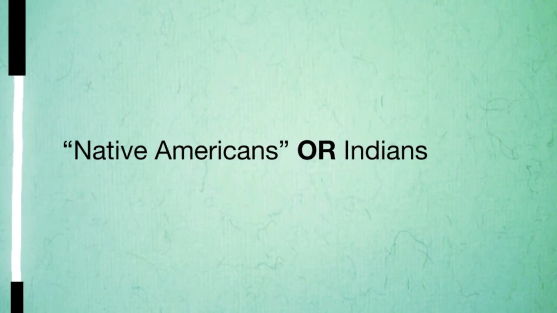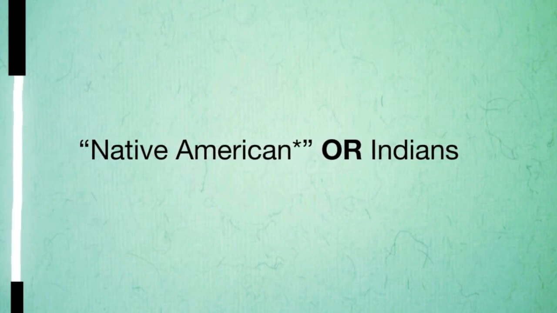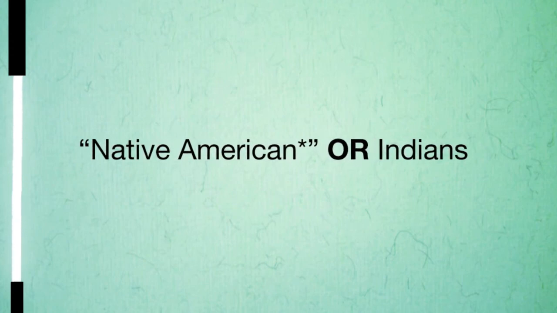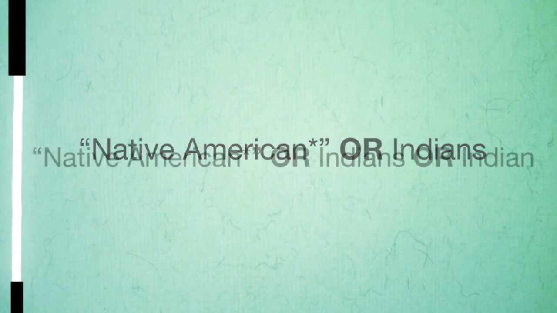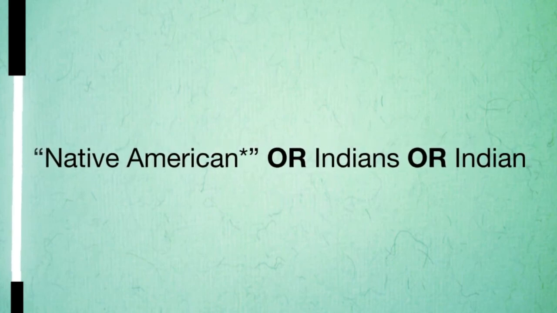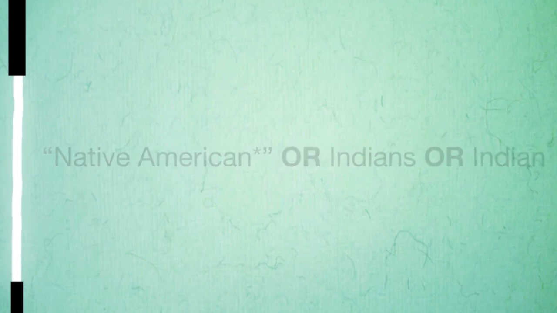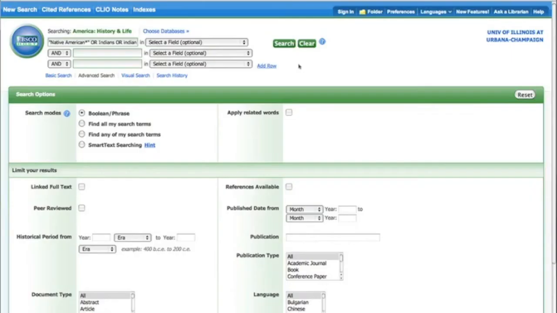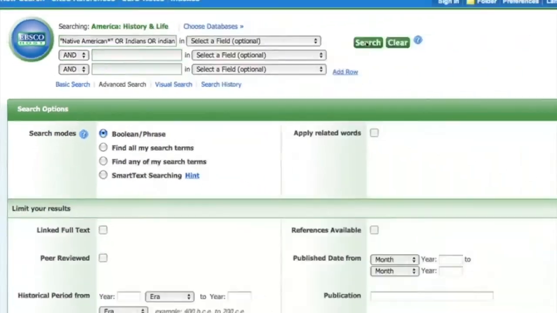Remember that search terms can be either words or phrases, and that phrases should be enclosed in quotation marks. Remember also to truncate where appropriate. I will truncate Native Americans after the N. I won't, however, truncate the word Indians, because I don't want to retrieve articles on the state of Indiana. Instead, I'll just add Indian as a separate search term. The OR operator tells the search engine to retrieve documents that have at least one of these search terms.